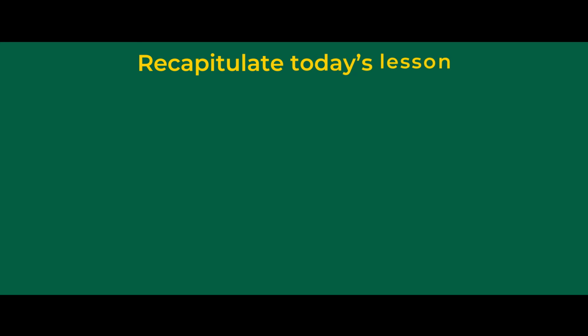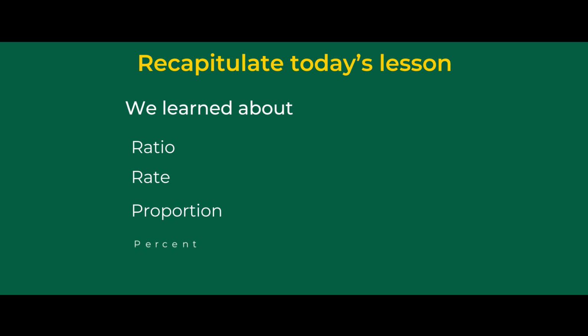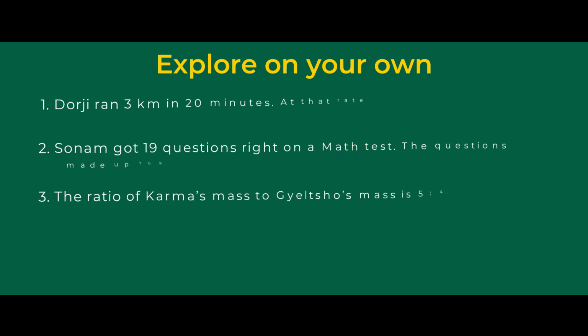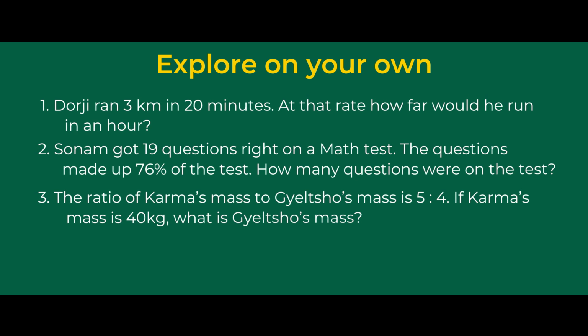So let's recapitulate today's lesson. We learned about ratio, rate, proportion and percent. I have some questions for you to explore on your own. Question number 1. Doji ran 3 kilometers in 20 minutes. At that rate, how far would he run in an hour?